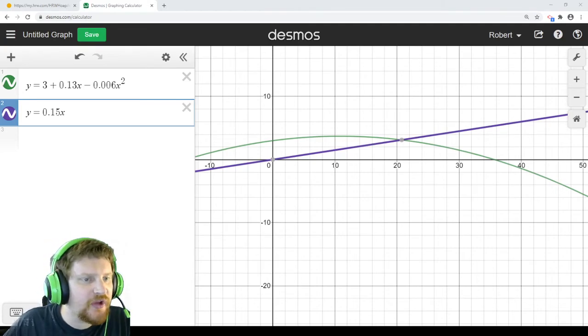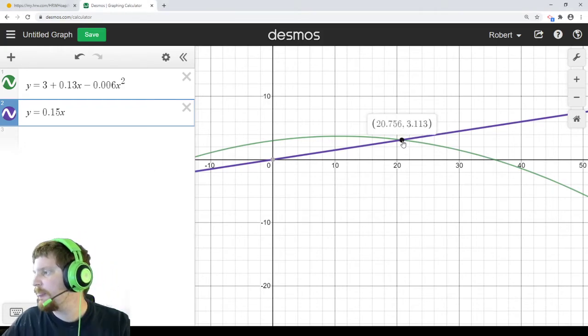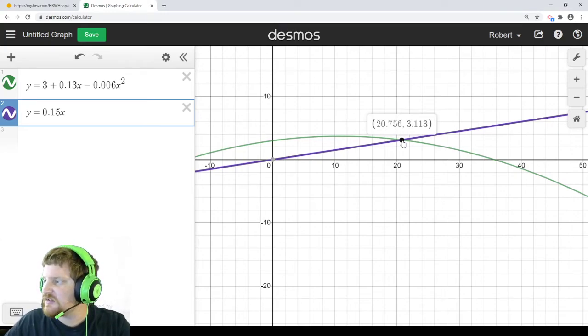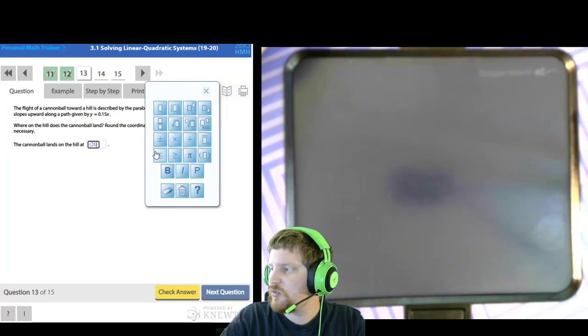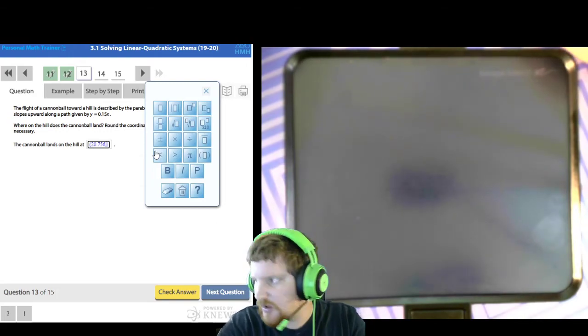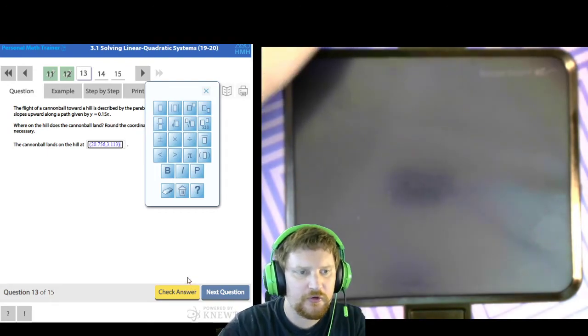So double check our problem. Flight of a cannonball toward a hill is described by that parabola. The hill slopes upward along this path. Where on the hill does the cannonball land? Round the coordinates to the nearest thousandth if necessary. So right here. And nearest thousandth is going to be necessary. So we need both coordinates here, 20.57756 and 3.113. So we have 20.756, comma, 3.113. Close parentheses.